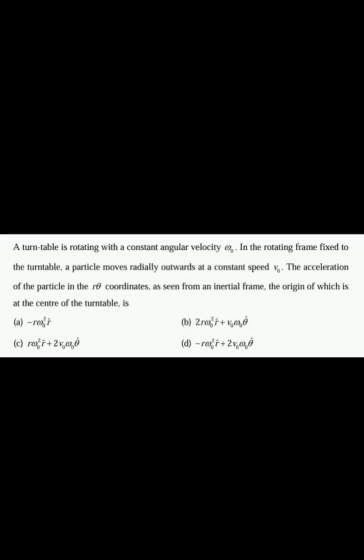The next question is, a turntable is rotating with a constant angular velocity omega 0. In the rotating frame fixed to a turntable, a particle moves radially outwards at a constant speed v0.